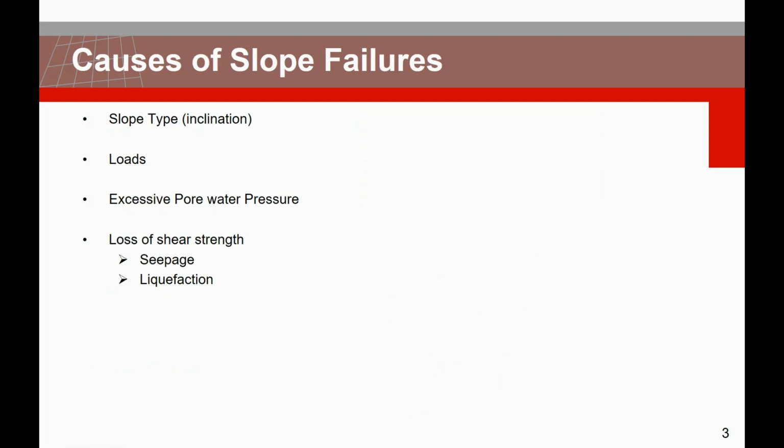One of the causes of slope failure can be the slope type, the inclination of the slope. The loads can be one of the main causes. An excessive pore water pressure also, or loss of shear strength due to seepage or liquefaction. So these are the common causes of slope failure.